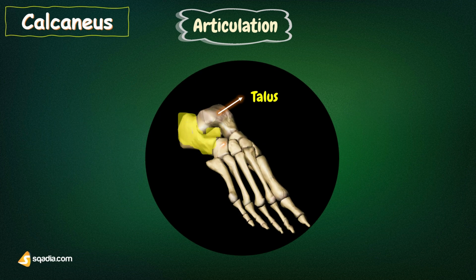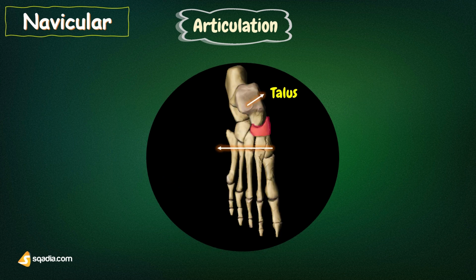Now let's look at the calcaneus bone. This bone has 2 articulations. Superiorly, it articulates with the talus bone. Anteriorly, it articulates with the cuboid bone. The navicular bone also has 2 articulations. Posteriorly, it articulates with the talus bone, and anteriorly, it articulates with the 3 cuneiform bones.